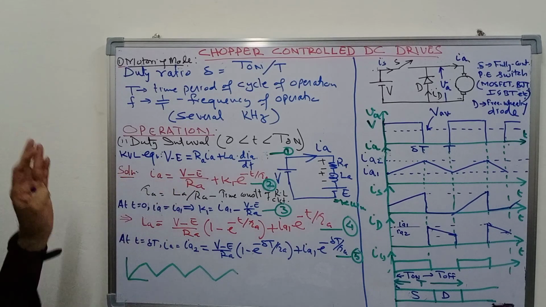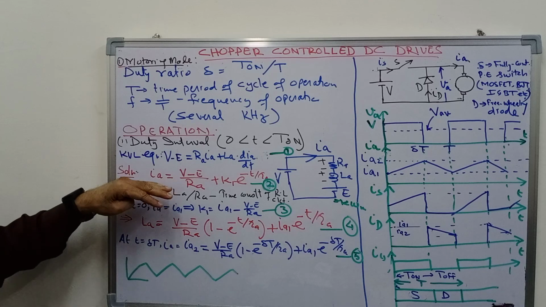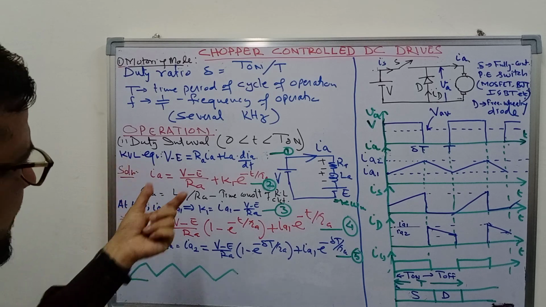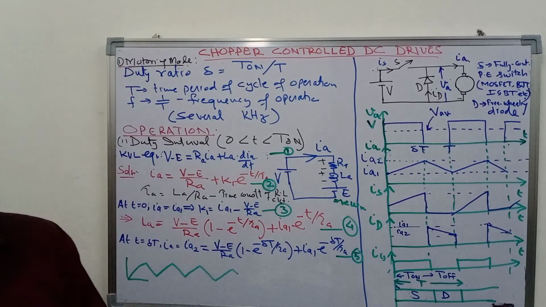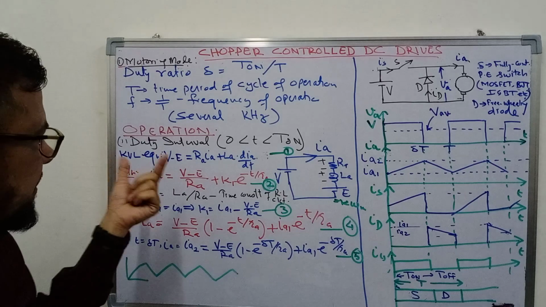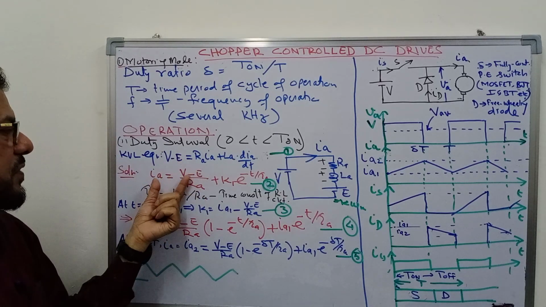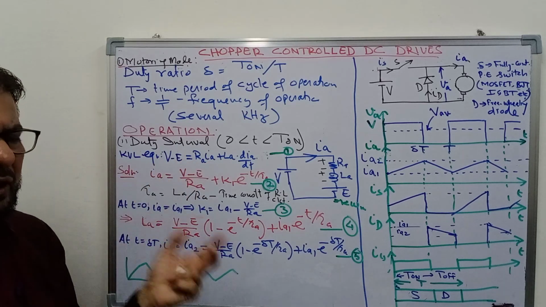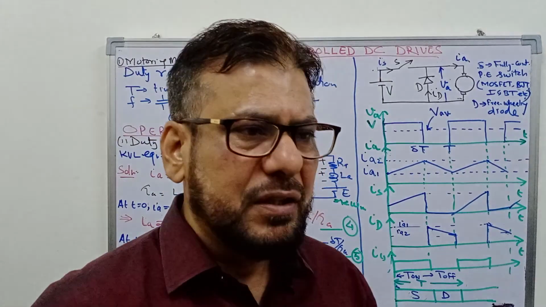Now how to solve this equation? You want to know the expression of the current I A. So I A can be written in this situation as the steady state solution plus the transient solution. In the steady state, the current will be equal to V minus E upon R A. You know that in the RL circuit, the steady state current is equal to V upon the resistance.